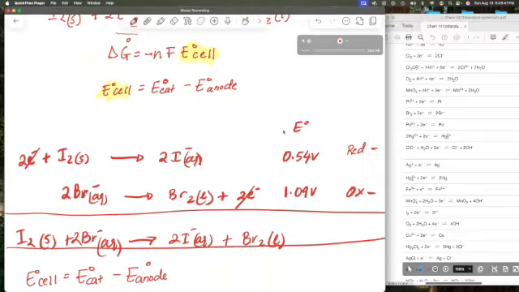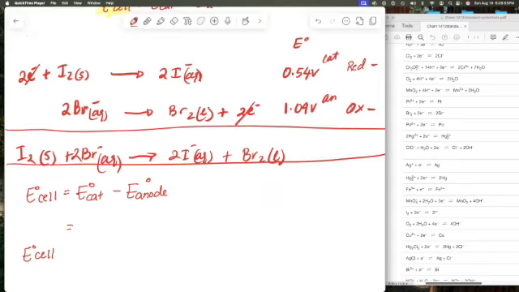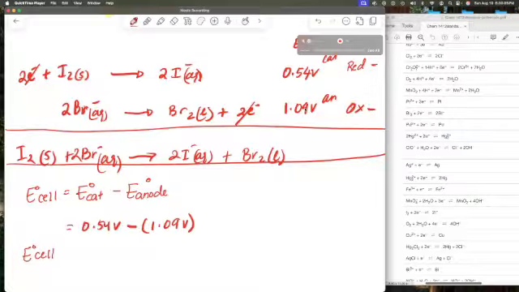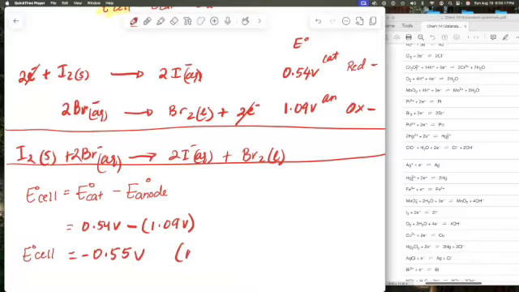This is our cathode, this is our anode. So we have 0.54 volts minus 1.09 volts. I wrote this weird. 0.54 minus 1.09 gives negative 0.55 volts. I'll tell you right now, not spontaneous.